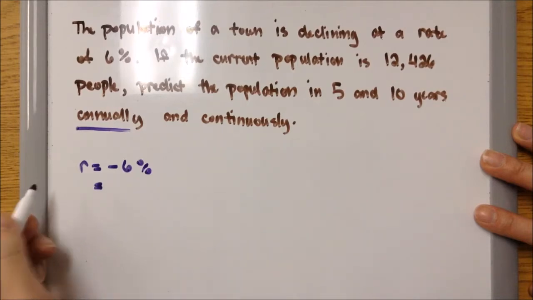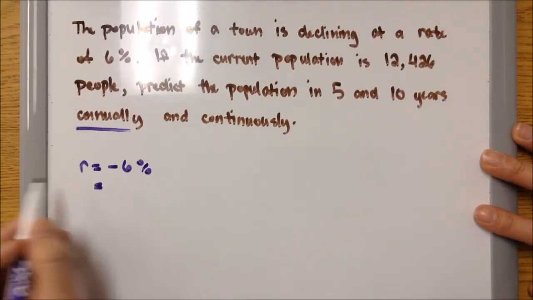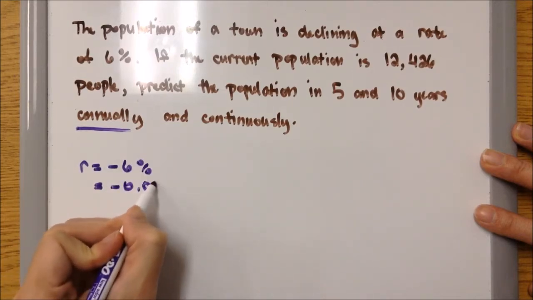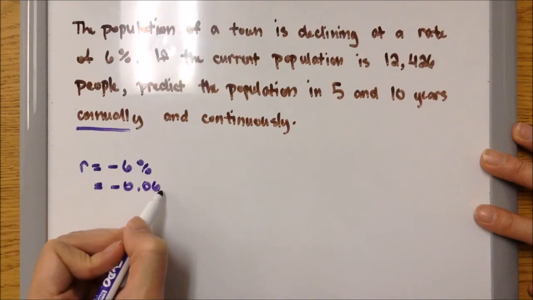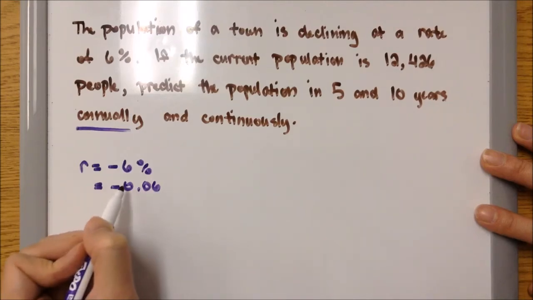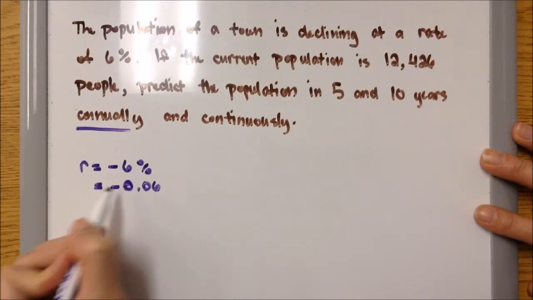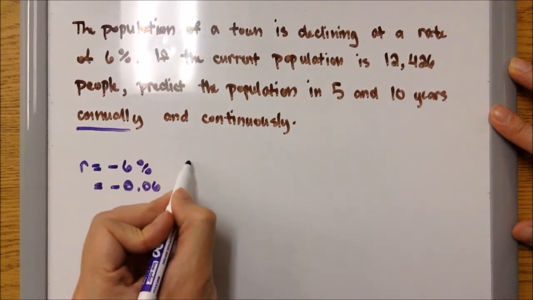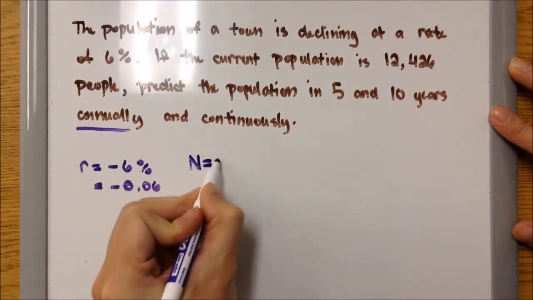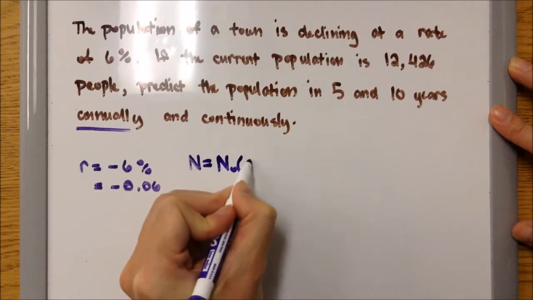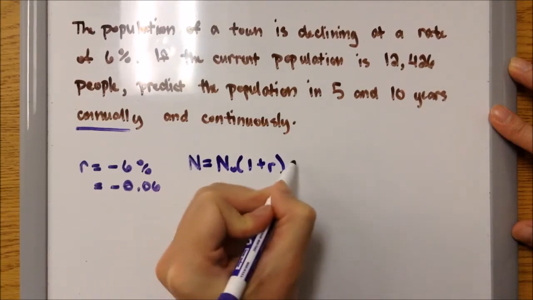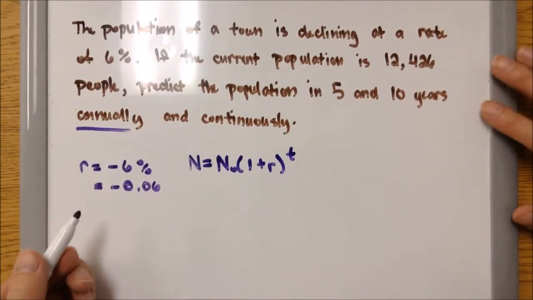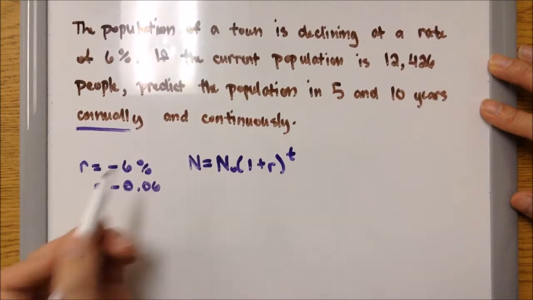But again, when you're making the formula, it's always going to be the decimal value. So negative 0.06. All I did was move the decimal place 2 times to the left. Now, when we're doing annually, it's the other formula, N equals N sub 0 times (1 plus r) to the power of t. So all we do is plug in the values and set up our formula.